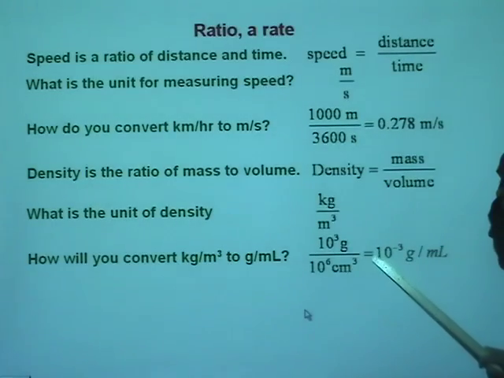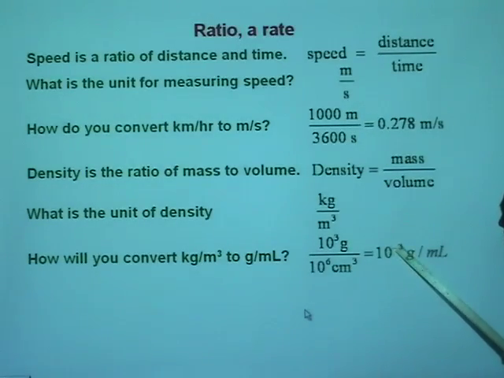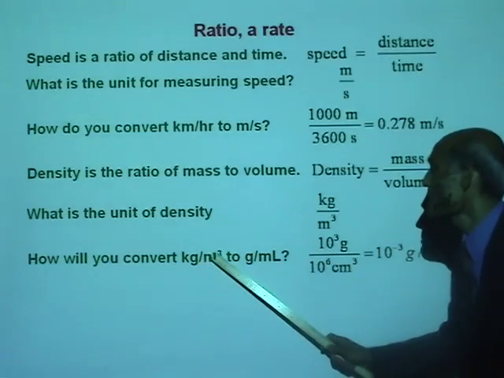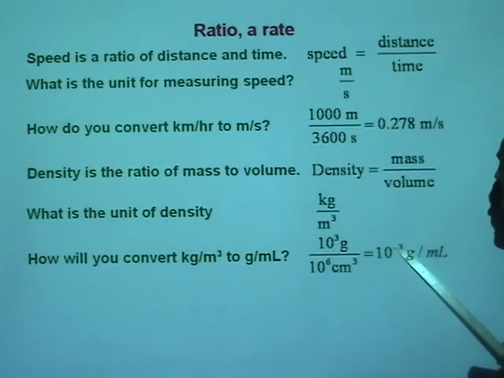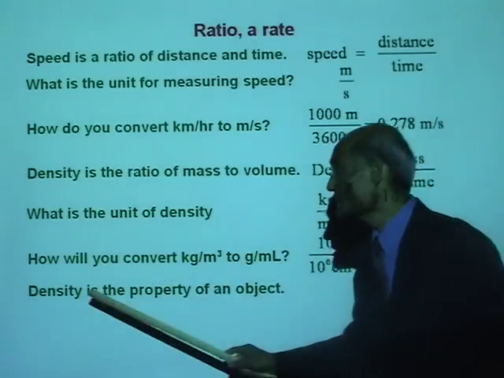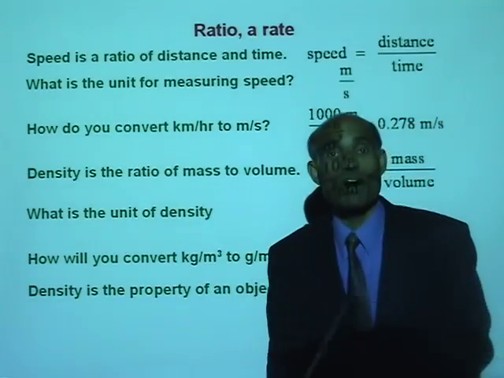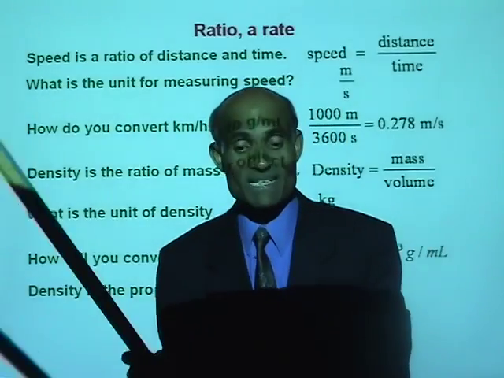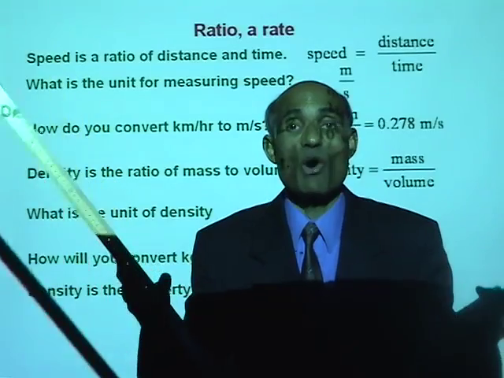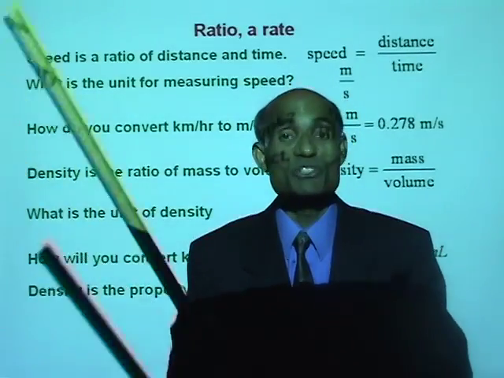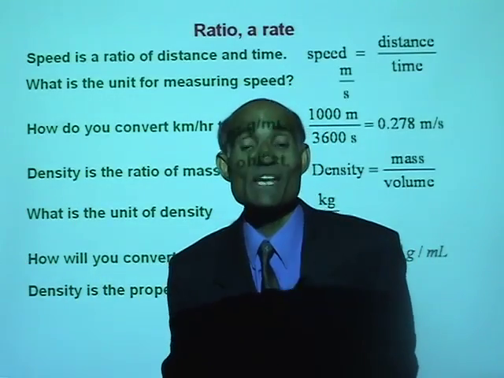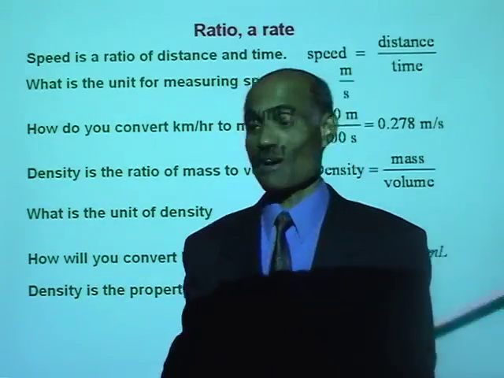So, look at the way I wrote 1,000. 10 to the power of -3 is 1/1,000. So, a kilogram per meter cube is 1/1,000 of a gram per milliliter. You see, density is the property of a substance. When you talk about a substance like copper, no matter how big or small an object made of copper is, its density will be the same because it is copper. That means density is the property of a substance.